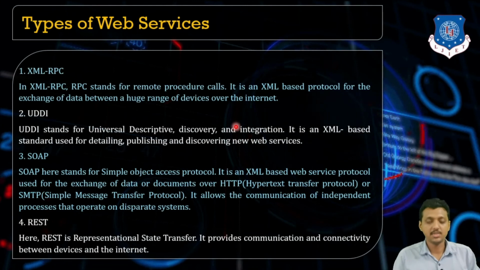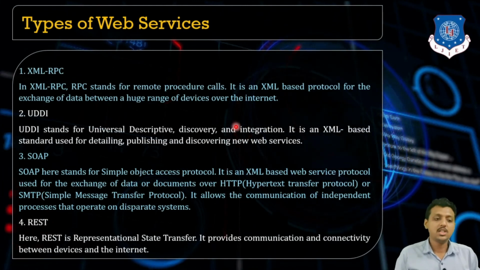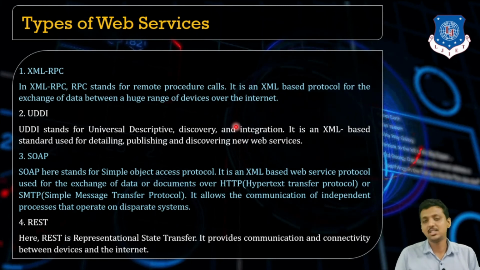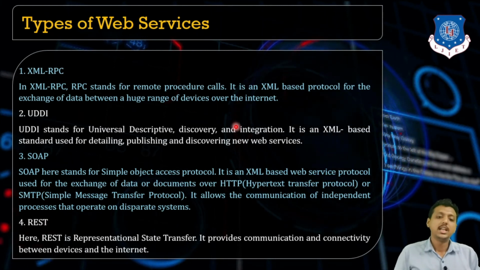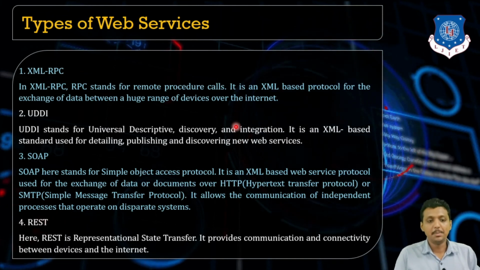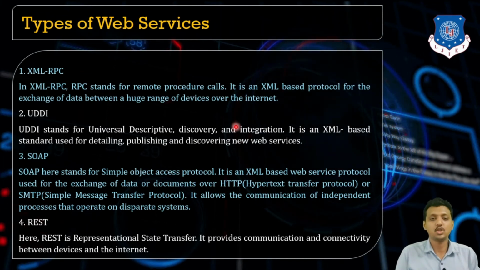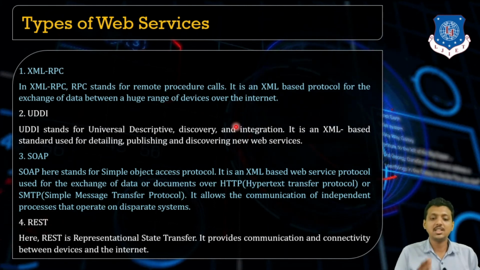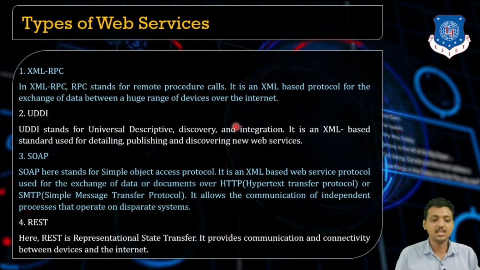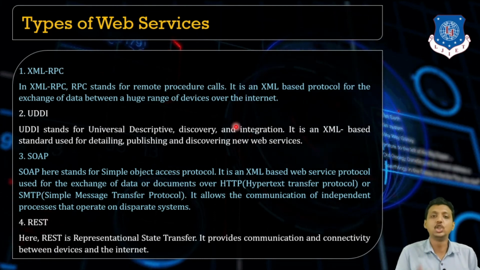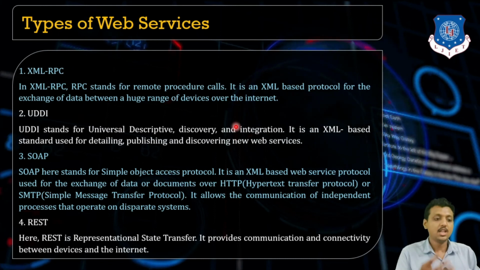Types of web services. Students, there are various types of web services, like XML-RPC. RPC stands for Remote Procedure Call. It is an XML-based protocol for exchanging data between a huge range of devices over the internet. Next is UDDI. This service is also XML-based and is used for detailing, publishing, or discovering new web services.